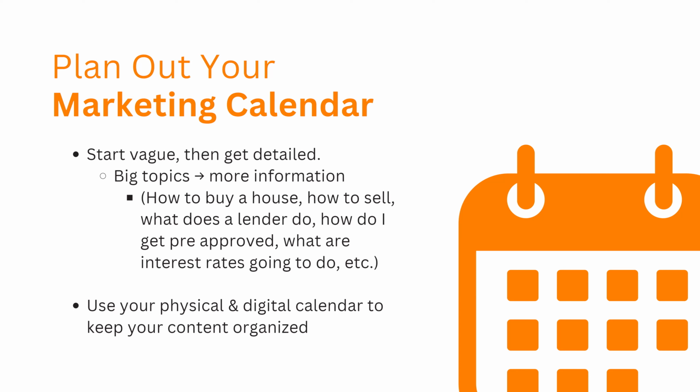A note on that too is your marketing calendar, like I said, can be physical or digital. The idea is that you're writing down what you're going to post from your content pillars throughout the whole year, and it's in one place. You're visualizing it, you're seeing it, it's on your wall, and you have a general idea of what you're going to be doing for the whole year.